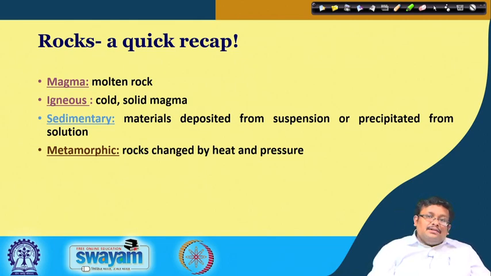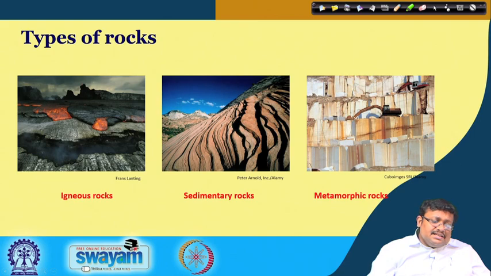Now, magma is molten rock, whereas igneous rock is basically cold and solid magma. Sedimentary rock basically occurs from material deposited from suspension or precipitated from solution, whereas metamorphic rocks form from change in heat and pressure, and are a transformed form of both igneous as well as sedimentary rocks. Now, in the next slide I've given some pictures of igneous rock, sedimentary rock and metamorphic rock.